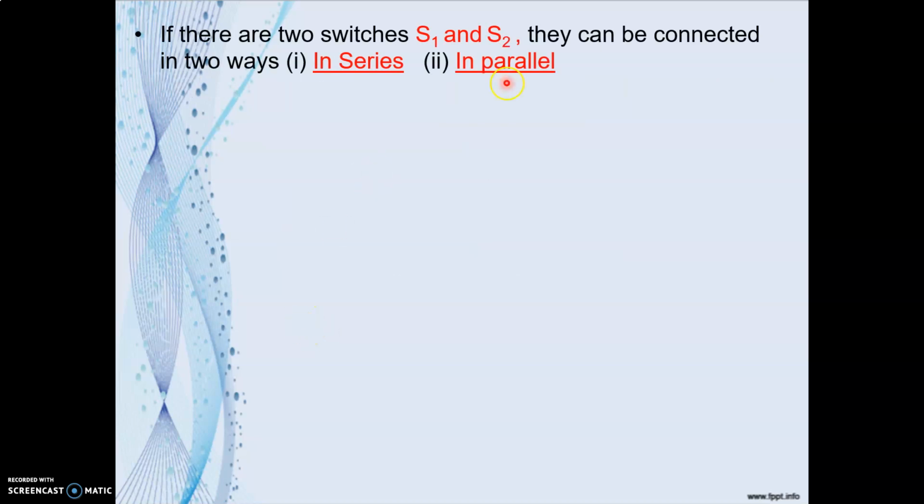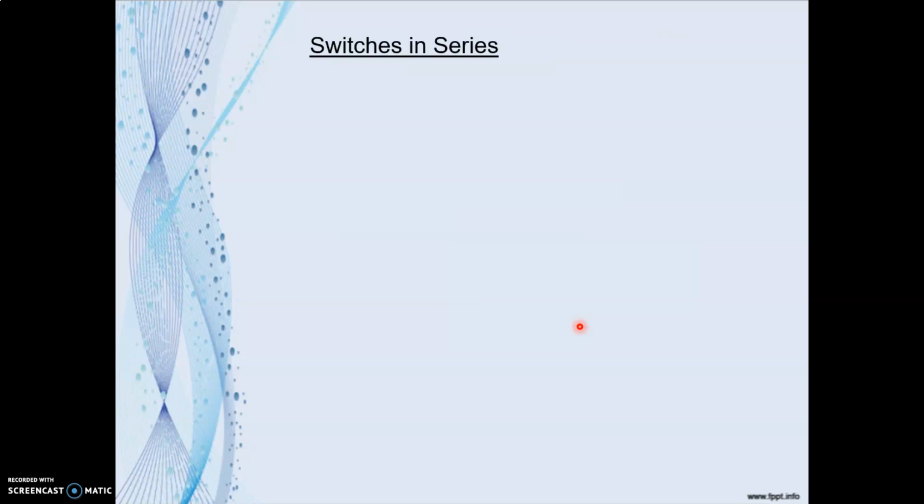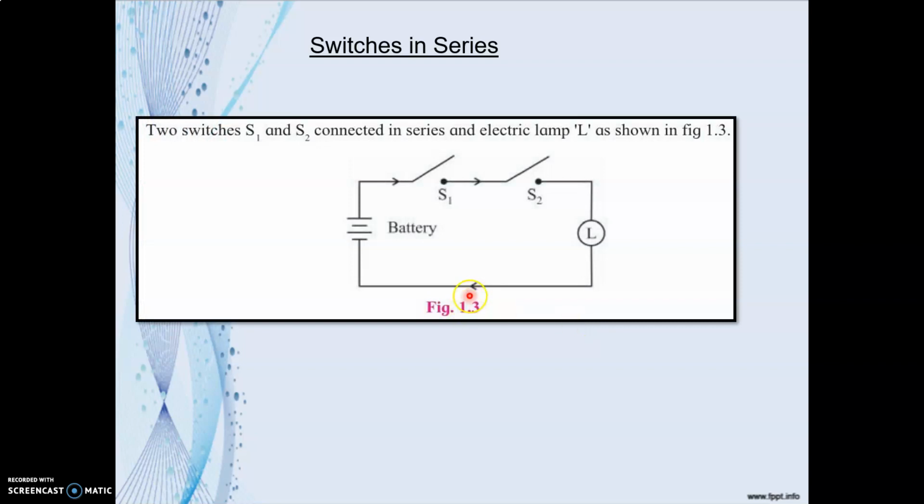If there are two switches S1 and S2, they can be connected in two ways. One is in series, another one is in parallel. So the types of switch arrangement are in series and in parallel. First one, switches in series. In this figure, you can see switches S1, S2 are arranged in a single line, so it is called the series way.